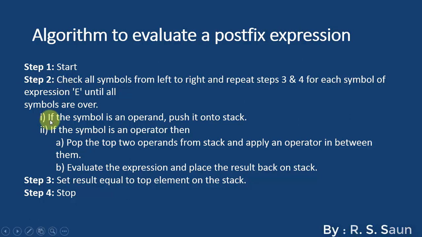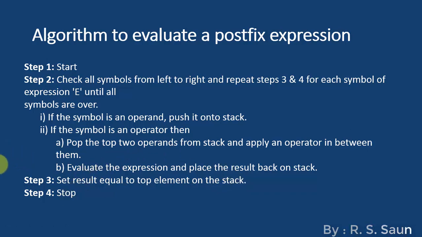According to the first condition, if a symbol is an operand, we have to directly push it to the stack. This is really simple. And if we find an operator, then we have to pop 2 operands in case of a binary operator and 1 operand in case of a unary operator, and then we have to evaluate the expression and push the result back to the stack. The result is equal to the top element on the stack. So whatever is left over will be the result.